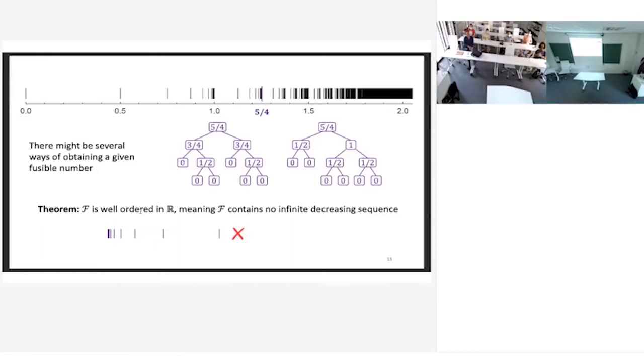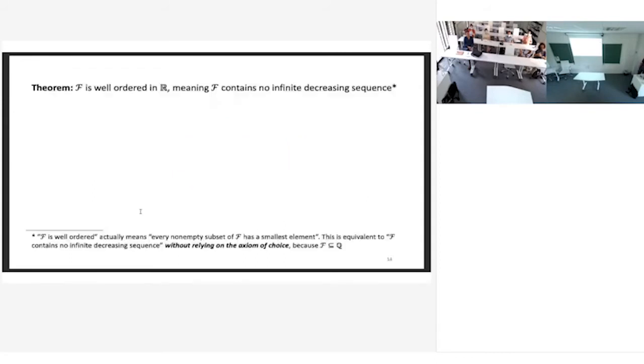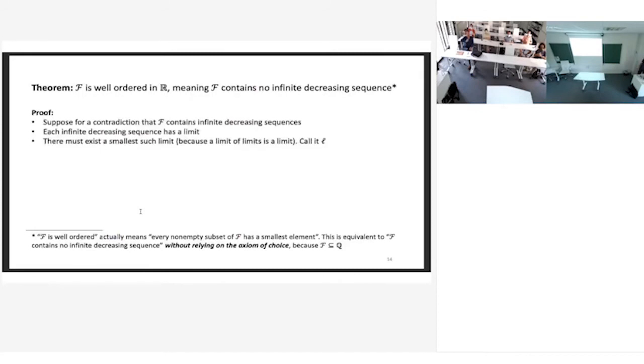So we first prove that this set is well ordered, meaning that it doesn't contain infinite decreasing sequences. The proof is as follows. Suppose for a contradiction that F, the set of fusible numbers, contains infinite decreasing sequences. Each infinite decreasing sequence has a limit, and there must exist a smallest limit, because the limit of limits is a limit. So let L be the smallest limit of an infinite decreasing sequence.